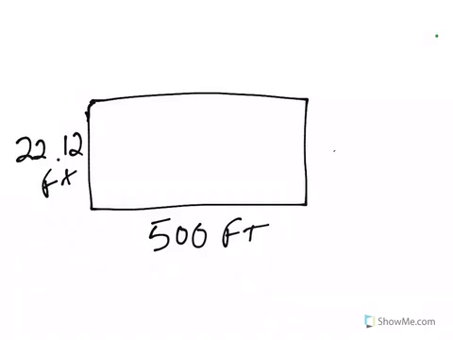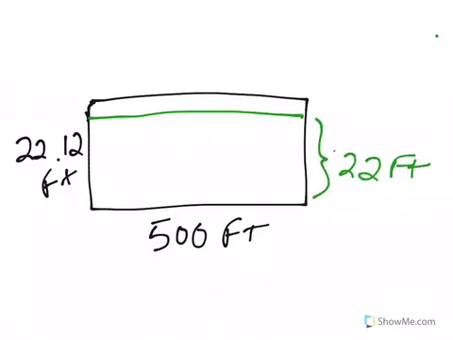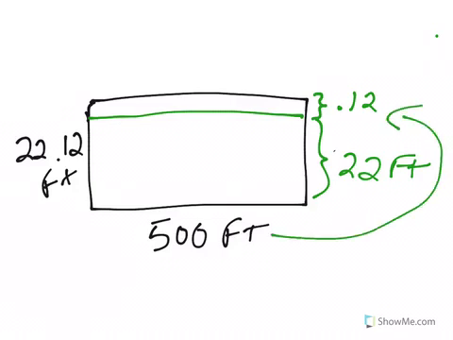So if we know that the length of this side and the length of this side are the same, we can take that 22.12 feet and break that down. We're going to say this part is just the 22 feet, and this little part up here is the 12/10 feet. And so we're going to multiply 500 times 22, and then we're going to multiply 500 times 0.12, and we're going to get our answers. So let's start with 500 times 22.